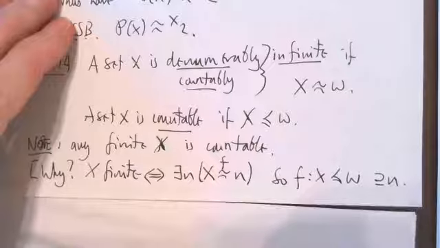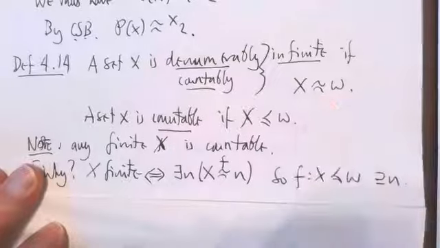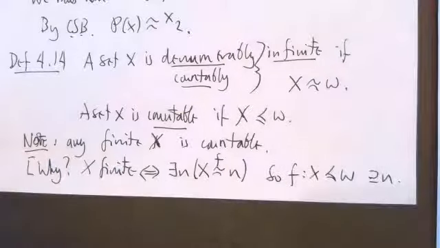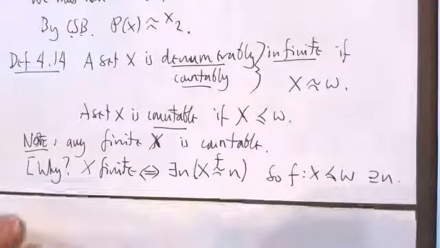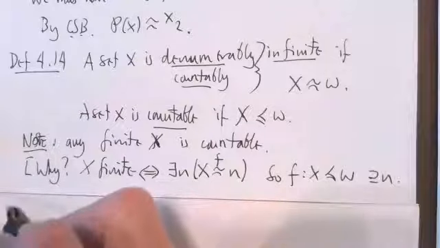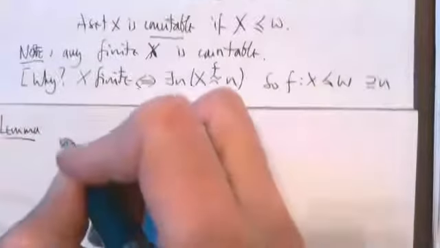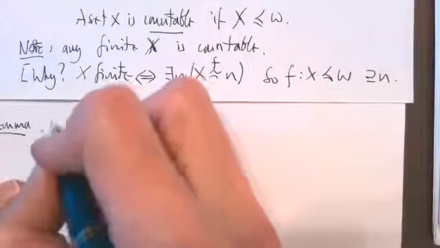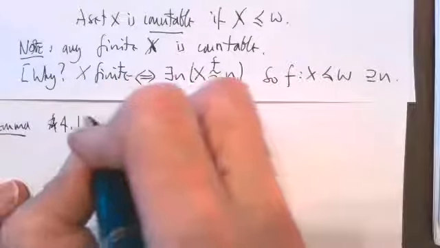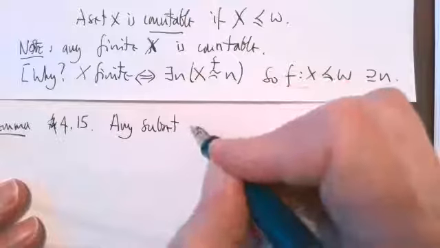If we want to insist that we're talking about an infinite X, then we'll say countably infinite X or denumerably infinite X. So that's the first thing to note. The second thing to note is stated as the next lemma, but again, it's straightforward. Lemma 415: any subset of a countable set is countable.